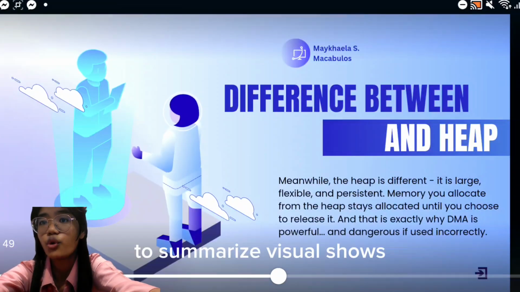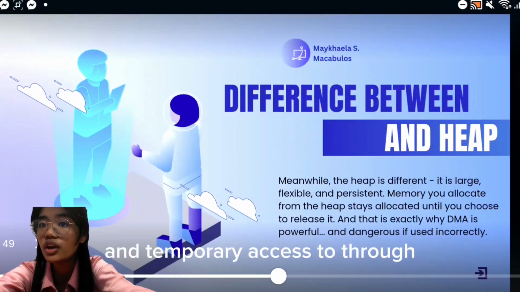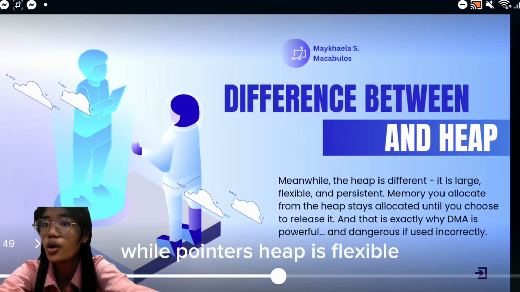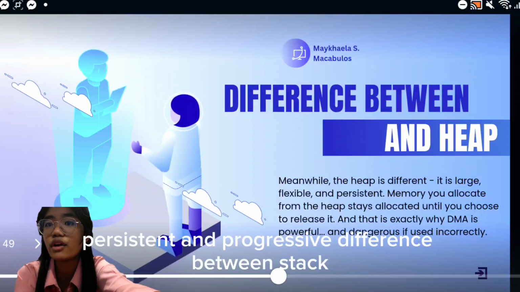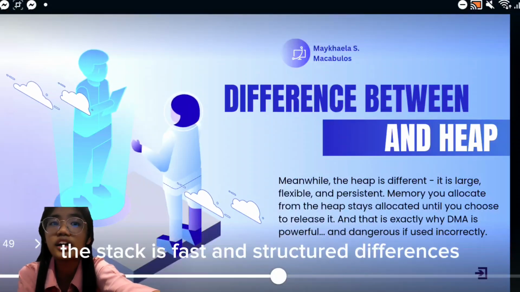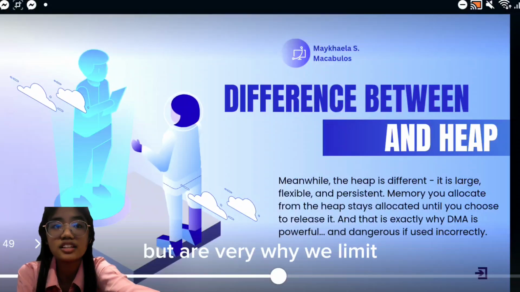To summarize, the stack is automatic, fast, and temporary, while the heap is flexible, persistent, and programmer controlled. These differences are why we need DMA.